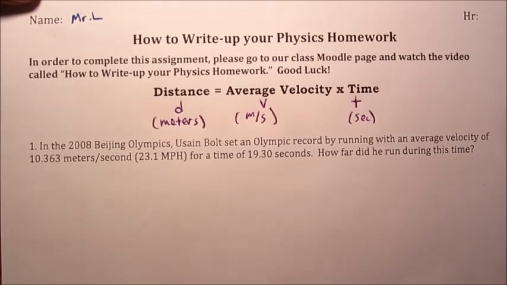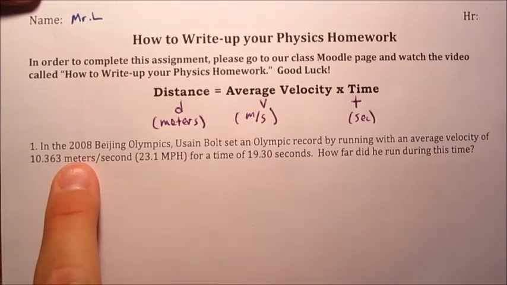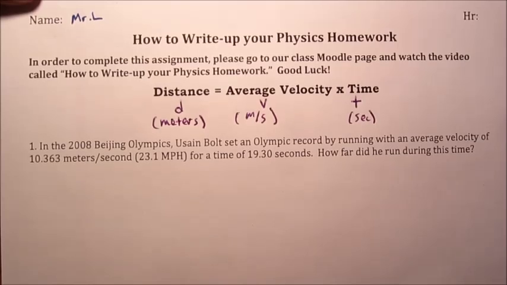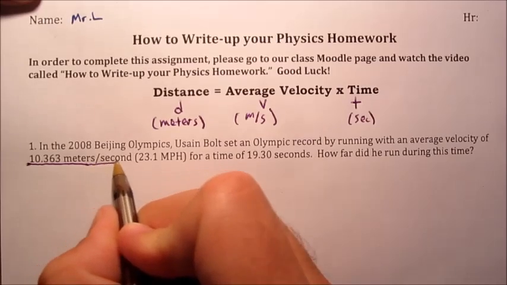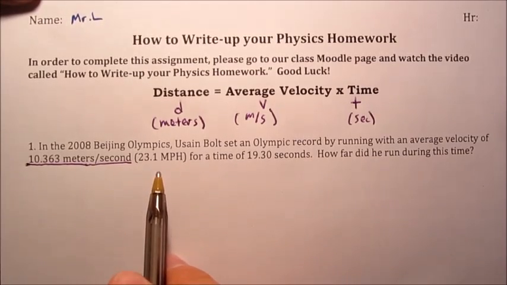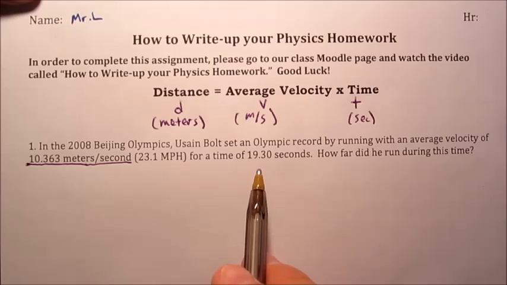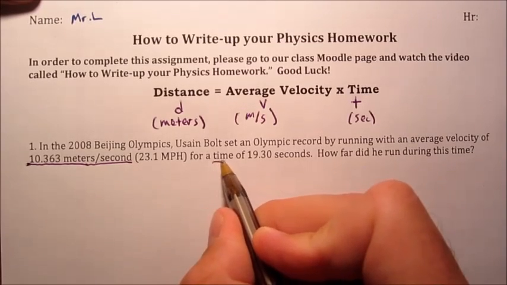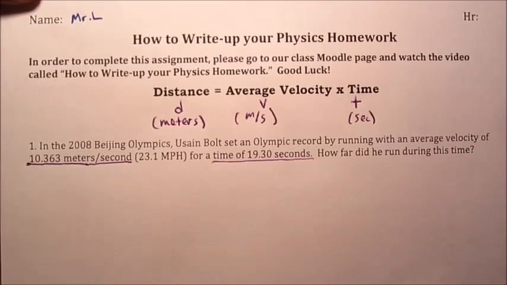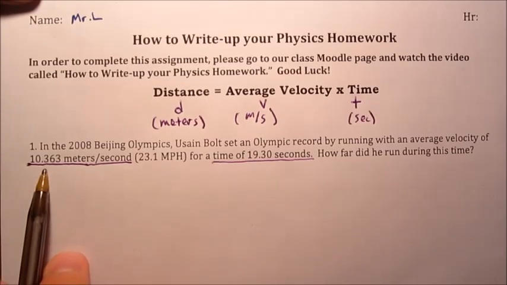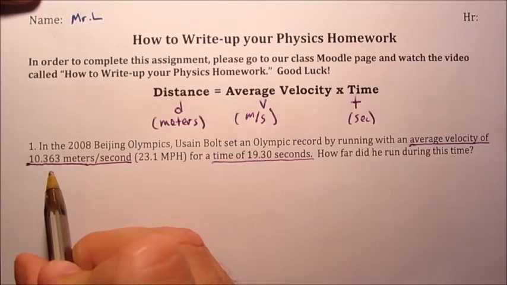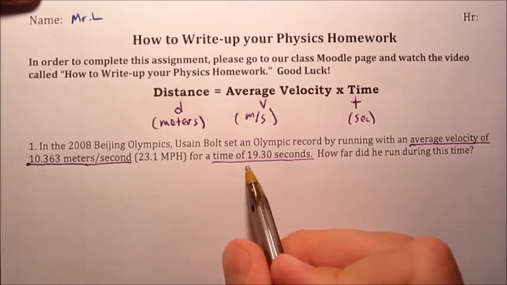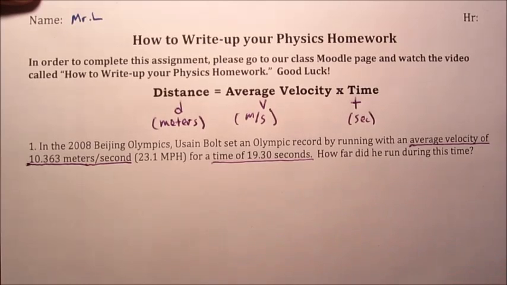Alright, the first one, and this is a real life problem. It says, number 1, in the 2008 Beijing Olympics, Usain Bolt set an Olympic record by running with an average velocity of 10.363 meters per second. That's 23.1 miles per hour. That's pretty fast, for a time of 19.30 seconds. So as I read these physics problems, or if I'm reading a math problem, I tend to underline the numbers. And so right here they've given us the average velocity, which is 10.363 meters per second. And they've also given us the time of 19.30 seconds. And then what they're asking for is how far did he run during this time.